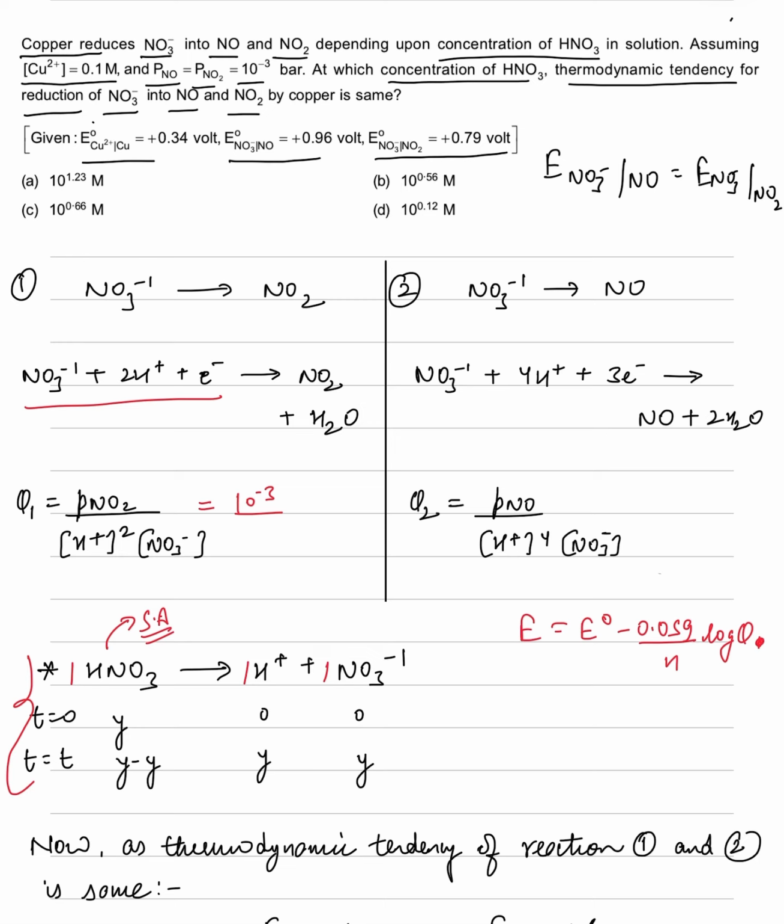So in the solution, on finding Q1, the partial pressure of NO2 is 10 raised to the power minus 3 bar divided by Y squared into Y. So it is equal to 10 raised to the power minus 3 upon Y cubed.